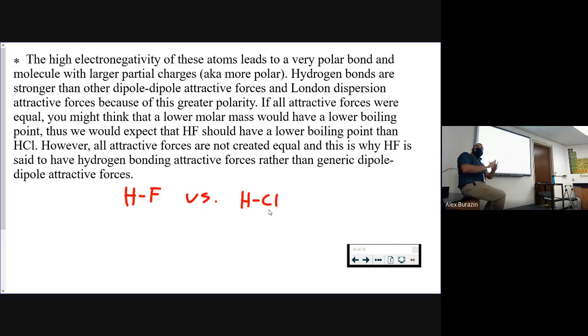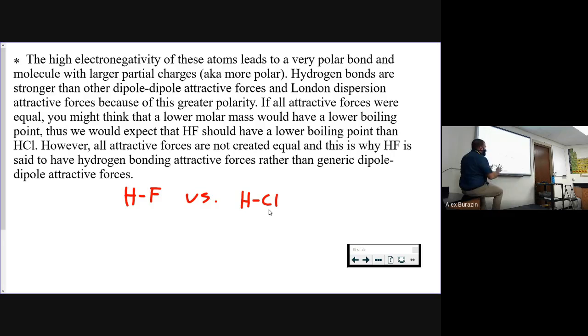Now, generally speaking, as molar mass goes up and you have more electrons in a molecule, you get stronger intermolecular forces because it's more polarizable. And more polarizability gives you stronger London dispersion forces. Remember, everything has London dispersion.